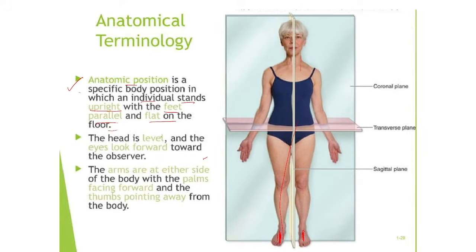You understood? Next, the head is level and the eyes look forward towards the observer. Somebody is observing her and she is looking at that person. The head should be straight and the eyes looking forward. The arms are at either side of the body, the palms facing forward and thumbs pointing away from the body, like this. Straight hands, palms facing forward and thumbs facing away from the body. Okay, this is the anatomic position. You understood?